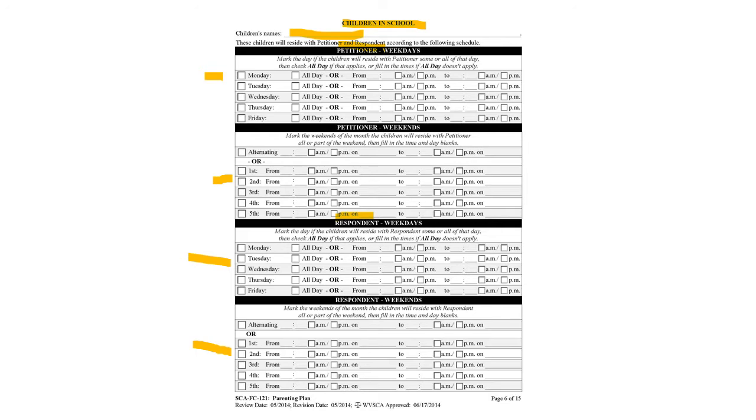Not every month will have a fifth weekend. If your goal is to do every other weekend, check the alternating weekends in box 2 and box 4. Holidays will be addressed on page 7, so do not worry about them while creating this proposed schedule.